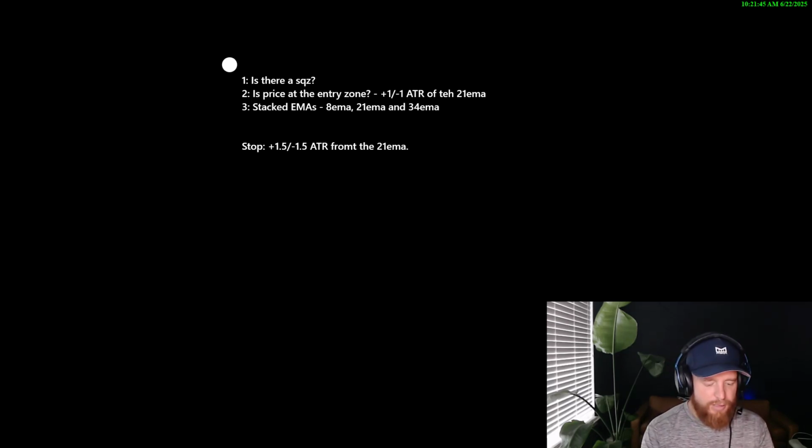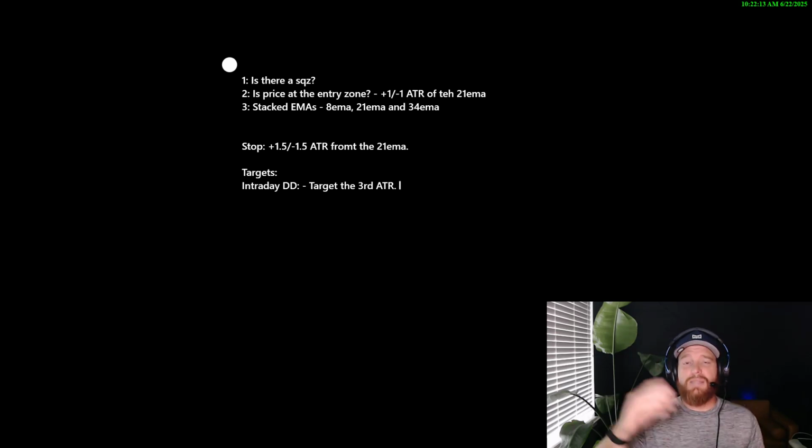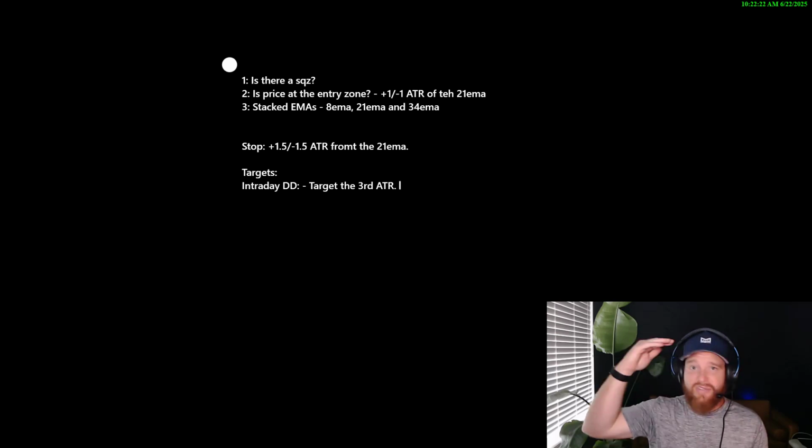Now, targets. What are your targets here? If you're doing an intraday drawdown, well then your target should be the third ATR. By definition of the squeeze, your volatility and price is getting compressed. It's about to expand. There's a high probability that the price is going to go to the third ATR. The second and third ATR is the definition of squeeze. But if you have intraday drawdown, you have to be aggressive at taking your profits there and trailing it up quickly.